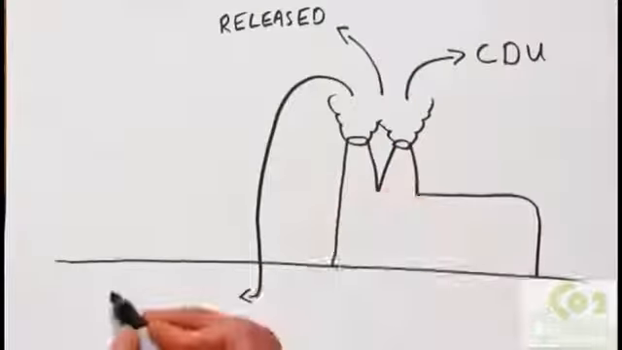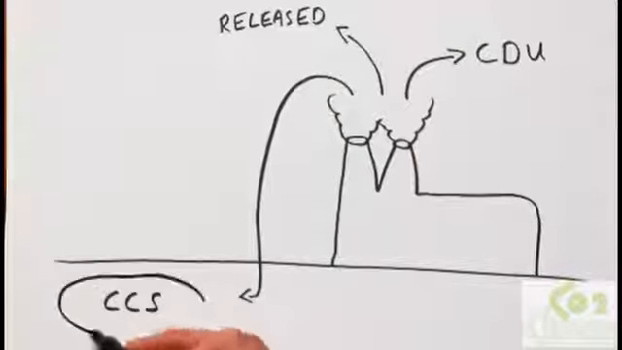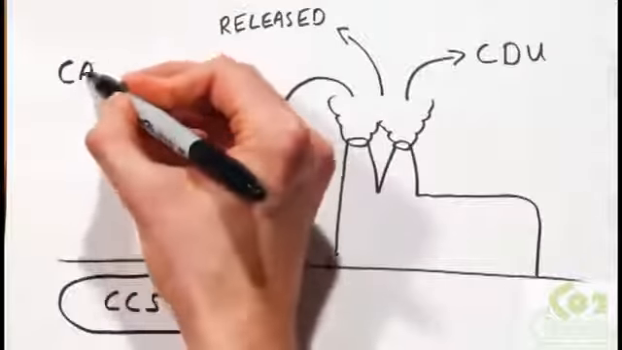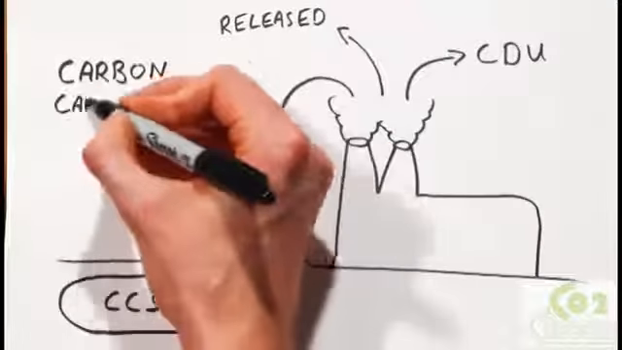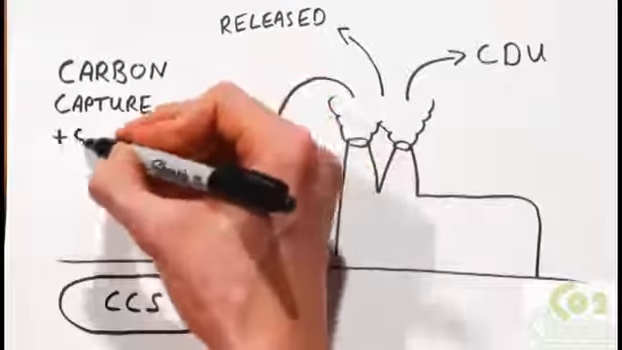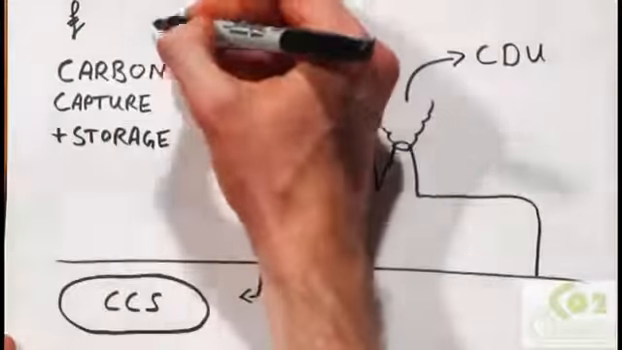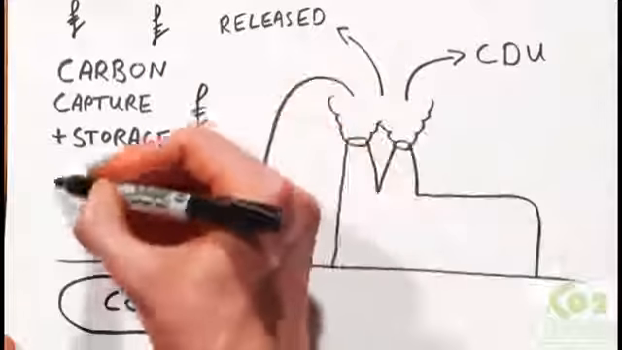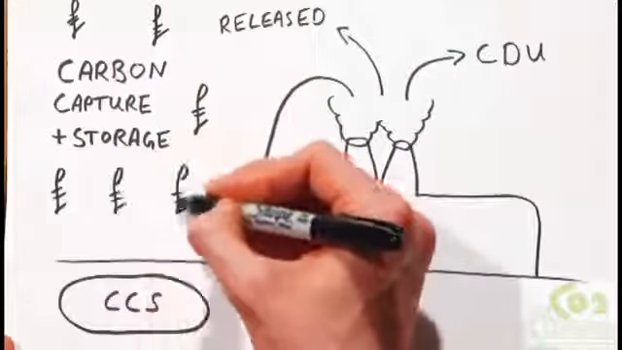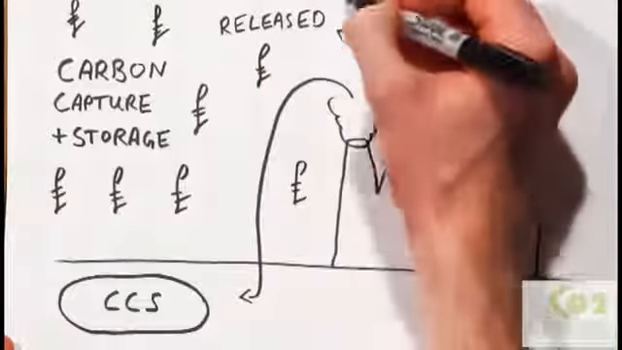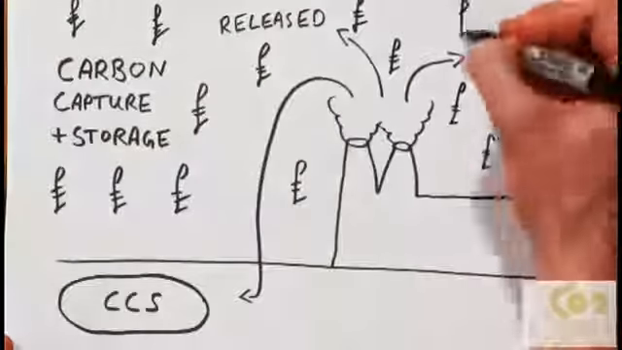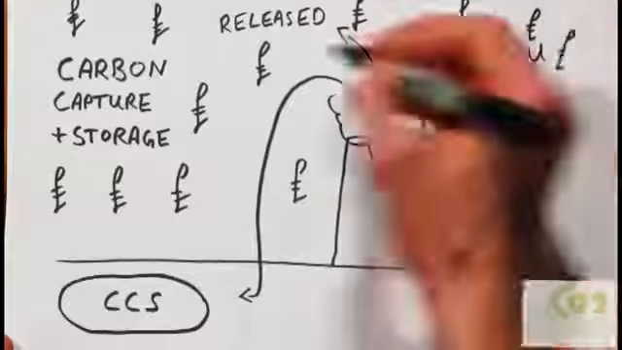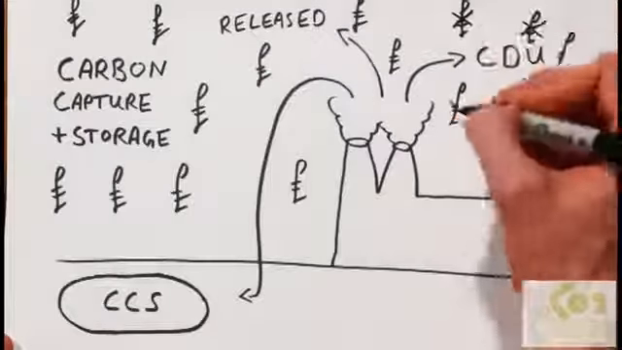CCS could help to prevent the release of large quantities of CO2 into the atmosphere by transporting and storing it underground, for example in depleted oil and gas fields. However, CCS requires a lot of energy to work, so is expensive. Importantly, by generating saleable products like plastic and cement, CDU technologies could help to reduce the costs associated with CCS.